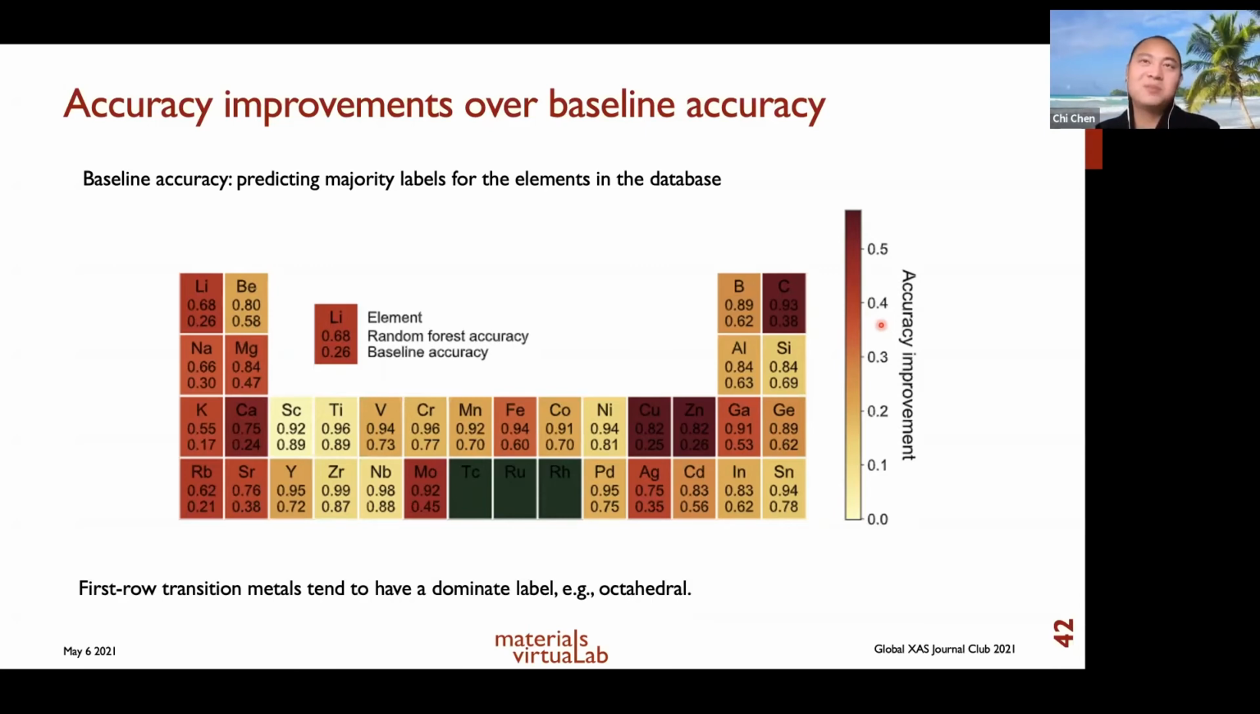So that's really not very meaningful, talking about the accuracy itself alone. So you have to compare your model with the baseline accuracy. We can see that in our case, we are able to consistently beat the baseline accuracy by some margin, especially for the late transition metals like copper and zinc. And this model is relatively useful. And we also noticed that for the alkaline elements, the overall accuracy is really low.